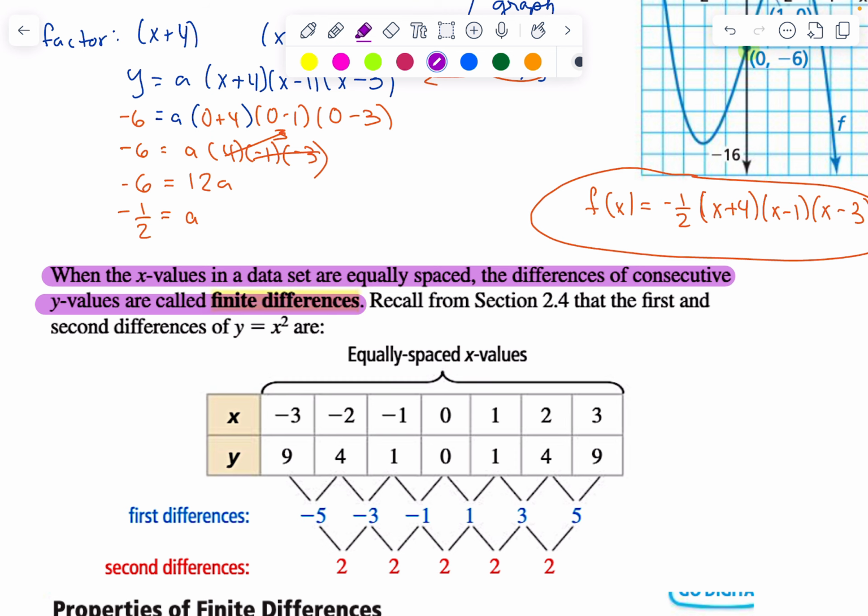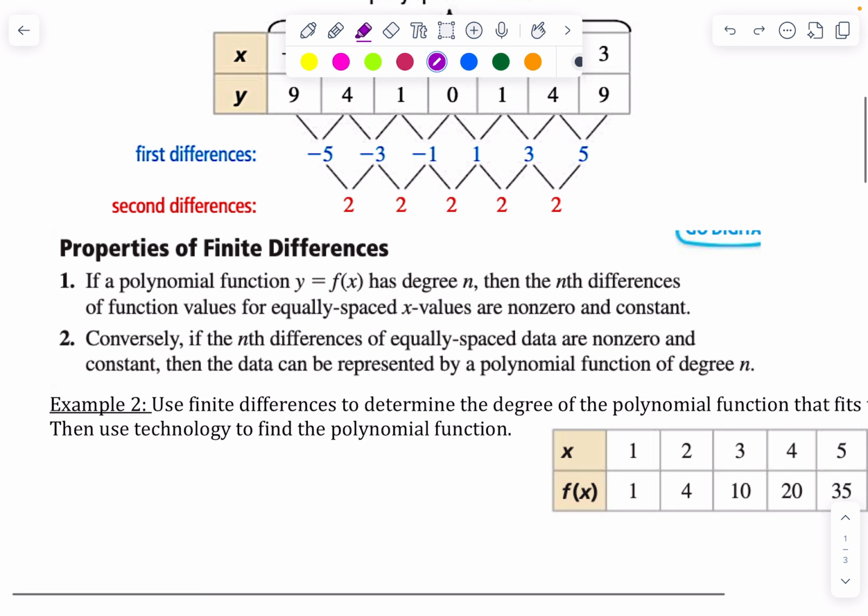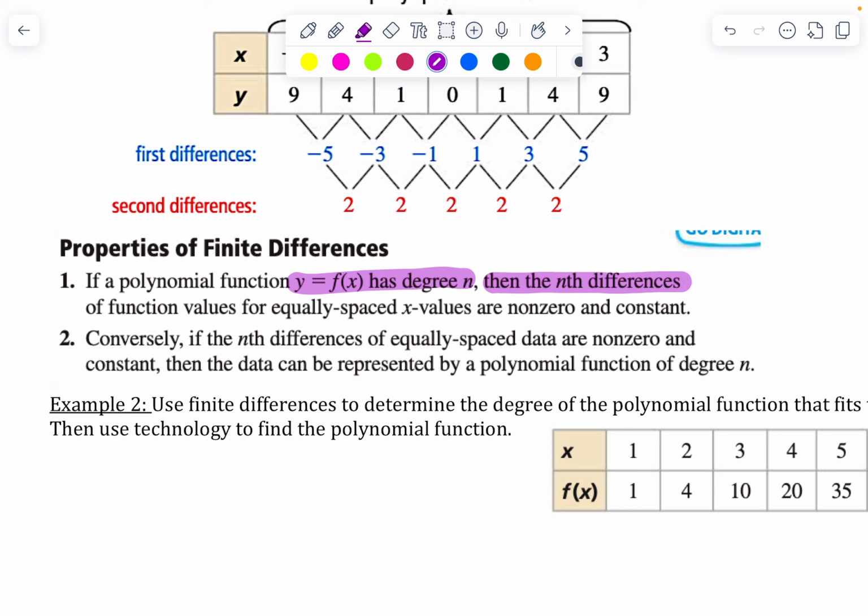The first and second differences of y squared were as follows, that we see here. So because you had to take the difference of your y values 2 times, you knew it was going to be a quadratic function, a degree 2 polynomial. All right? So if a polynomial has degree n, then the nth differences of function values for equally spaced x values are non-zero and constant. So that's just a fancy way of saying that if the function has a degree of n, then you have the nth differences being the same number.